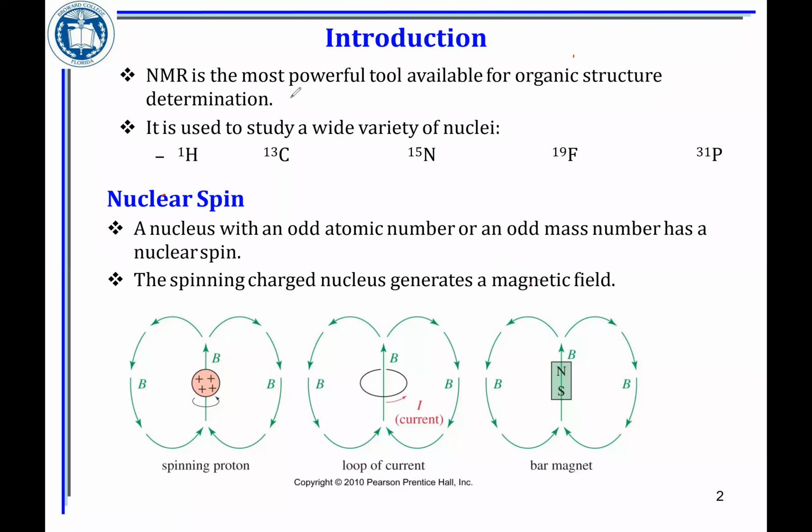Your molecule must have one of the following elements with an odd number of protons, or odd mass number. So these are the popular ones. They can do NMR based on proton NMR, which is hydrogen 1, and carbon 13 NMR, and these two are more popular. The most popular one is proton NMR, or hydrogen 1 NMR. Carbon 13 NMR can also be used.